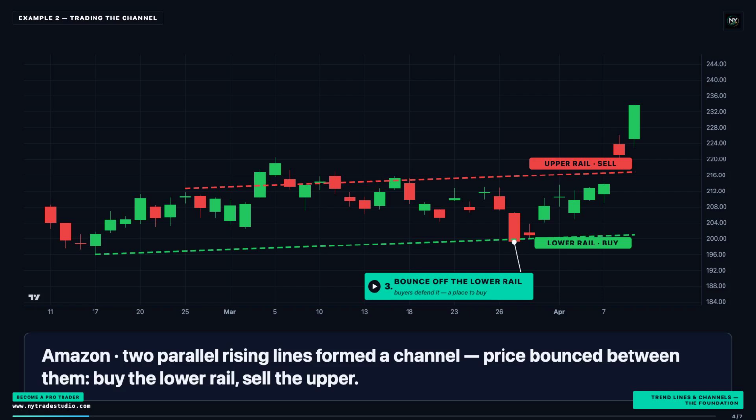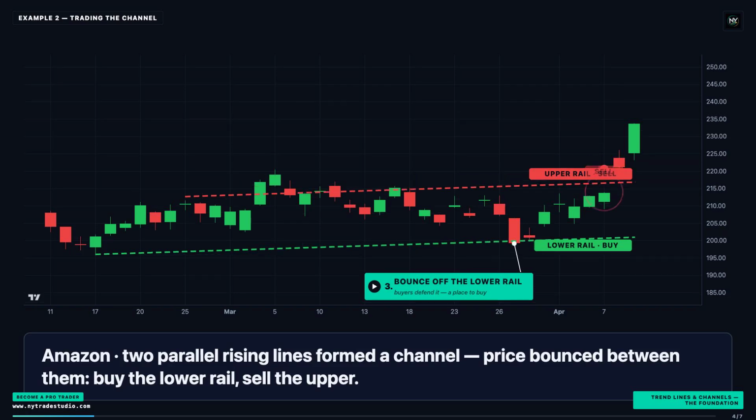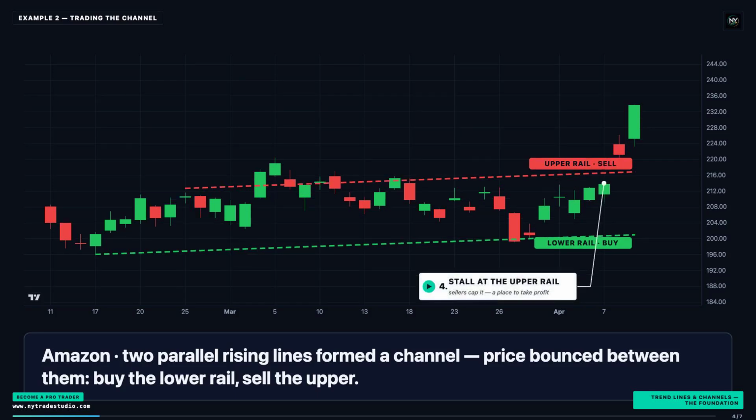Then watch the upper rail. As price rises across the channel and reaches that ceiling line, it runs out of steam and stalls. Sellers step in there every time. That stall at the upper rail is your place to take profit or to tighten your stop. Buy low rail, sell high rail, and repeat.